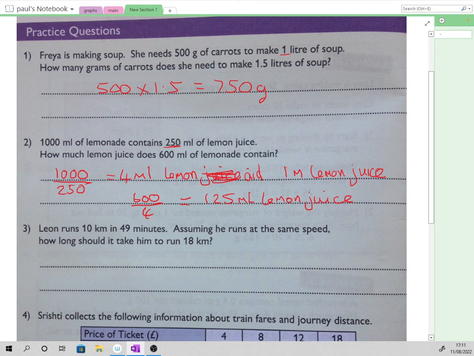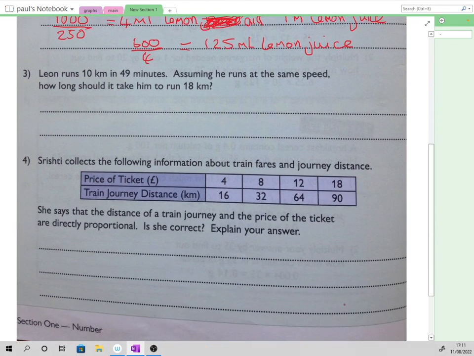Anybody got that one? Just because I'm doing it this way doesn't mean to say it's the right way. I know I've got the right answer, but you might look at some of these that I'm doing and think, why didn't you do it that way? Why didn't you just divide 600 by 1,000 and then multiply that by that? There's many ways to do these things.